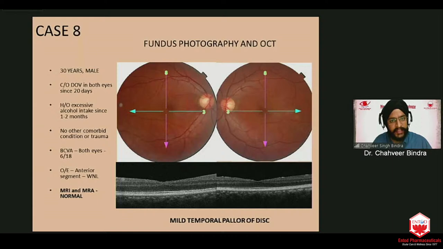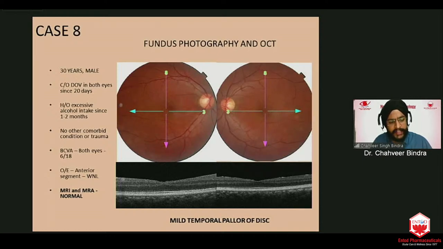Now this is case 8, a 30-year-old male who came with chief complaints of diminution of vision in both eyes since 20 days. There was history of excessive alcohol intake since the last 1 to 2 months. There was no other comorbid condition or trauma. The best corrected visual acuity in both eyes was 6/18.